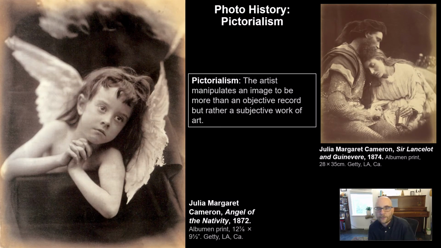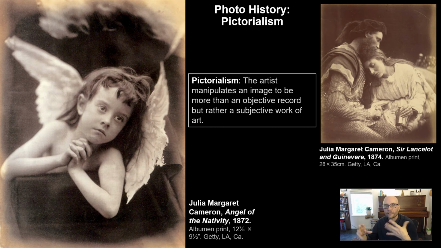But we are now looking at something called pictorialism, which is the opposite of a documentary photograph. A documentary photograph just simply documents in as objective a way as possible with no interference of the artist and takes a picture of whatever is going on. But Julia Margaret Cameron doesn't want to do that. Pictorial is where the artist manipulates an image to be more than an objective record, but rather a subjective work of art. So she would use filters and weird lenses and shake the camera and do all these different things to create these sort of artistic kinds of photographs.